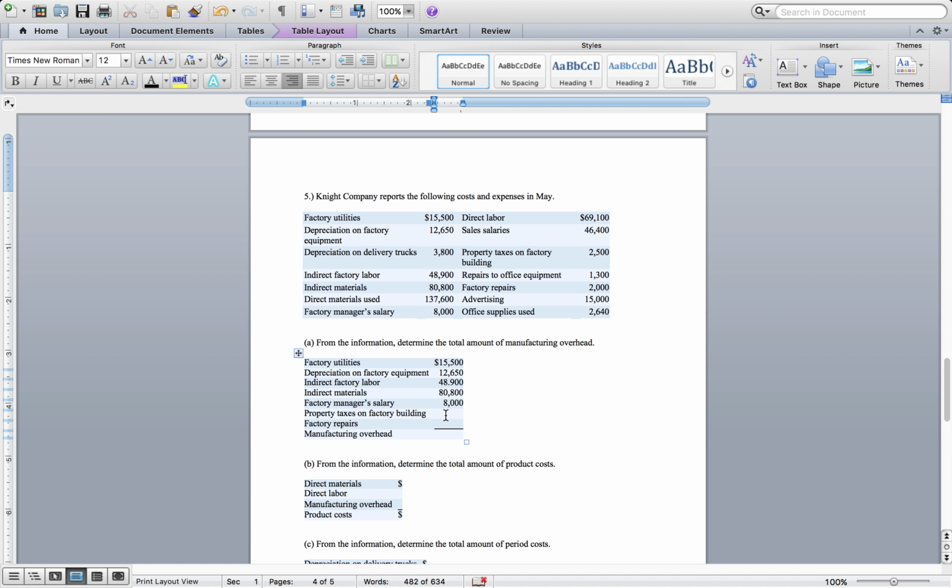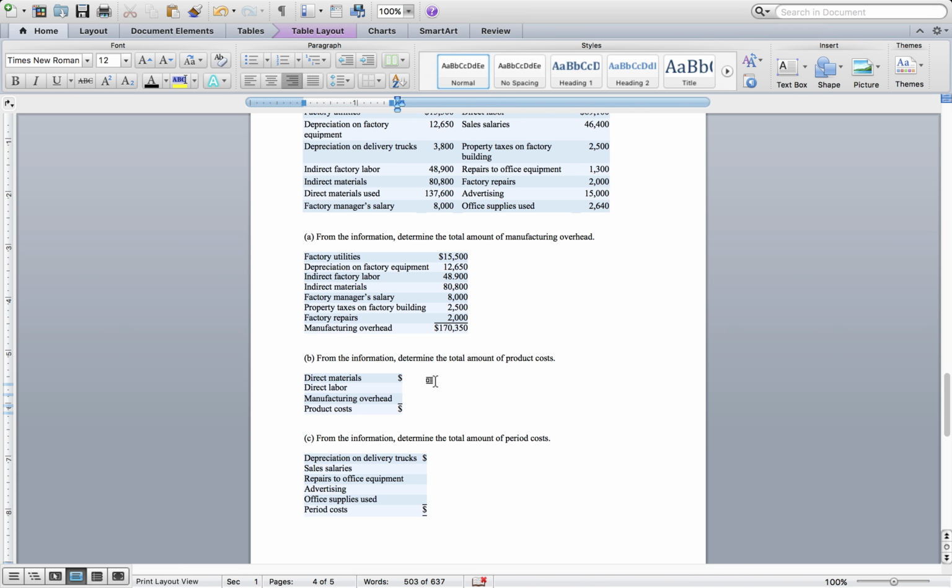Property taxes on the building, that'll be $2,500. Okay, last part. Factory repairs, that'll be $2,000. So again, when we add all these up, my total manufacturing overhead will be $170,350.